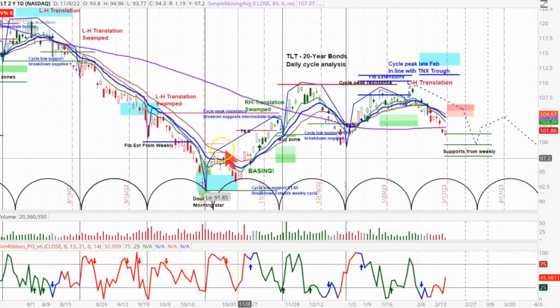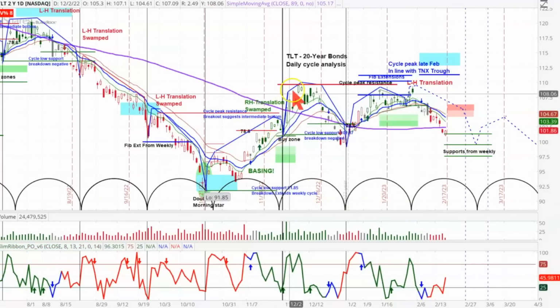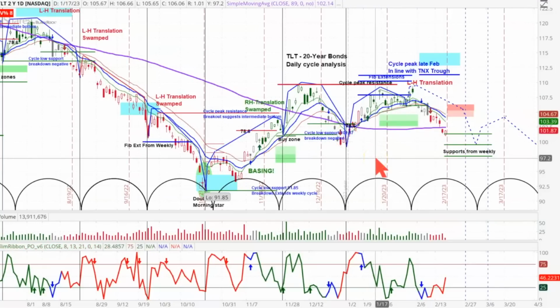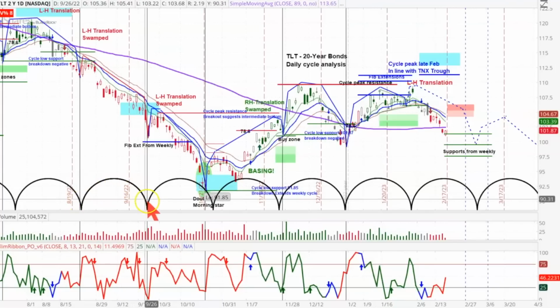Now, the actual formations of the cycle are tracked up on the top on the price chart. So when a price chart forms a certain way versus what the ideal formation would be, as we look at this in multiple time frames, we get very important information.